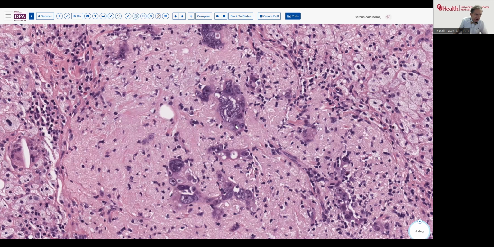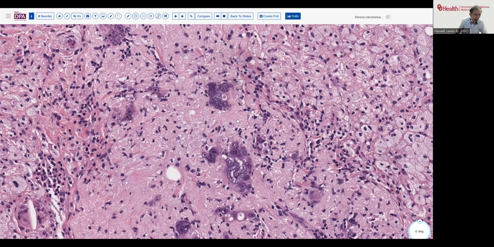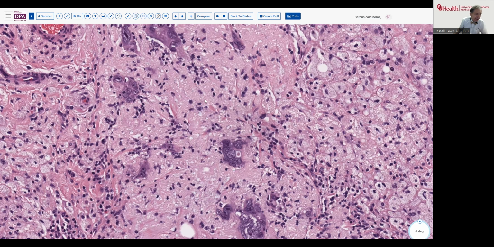And notice just the reactive changes that we've got. So you've got this tendency towards multinucleation. You've got the prominence of the nucleoli, macronucleoli. These are all features that are related to the chemotherapy. They're part of a degenerative necrosing process that indicates a chemotherapy response, but it is as yet incomplete.